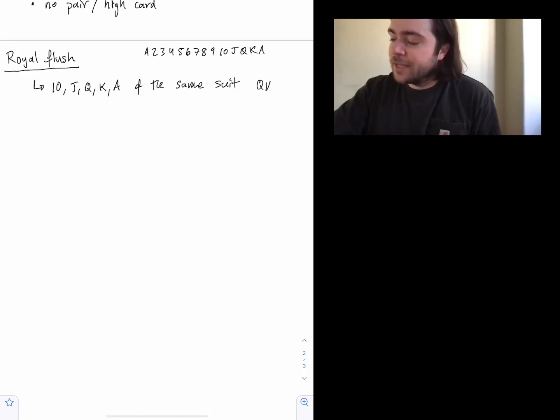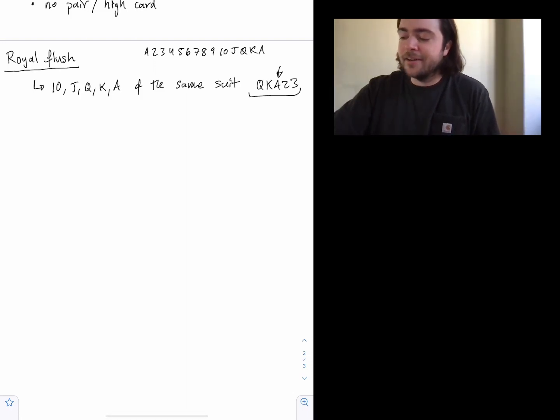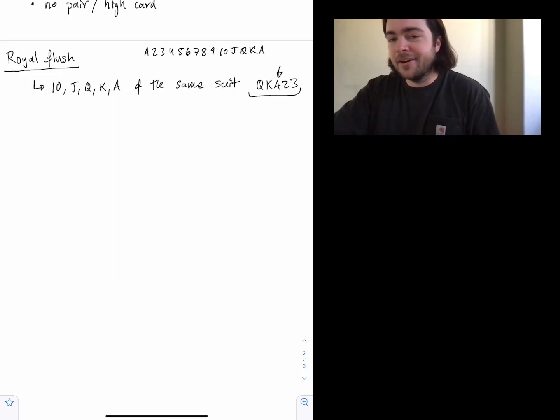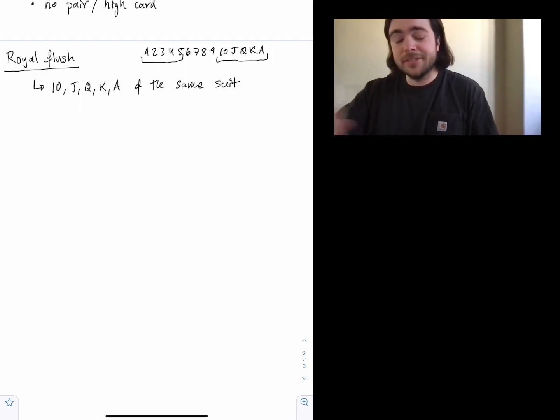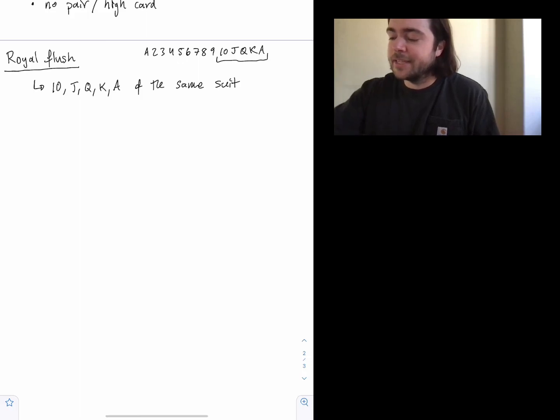So for instance, Queen, King, Ace, 2, 3, that would not be 5 cards in sequential order, because the ace here is playing the role of a high card and a low card. In other words, it doesn't wrap around. But for instance, this would be a straight, 5 sequential cards. This would be a straight, also 5 sequential cards. There, ace is playing the role of the smallest value, and of course anything in between.